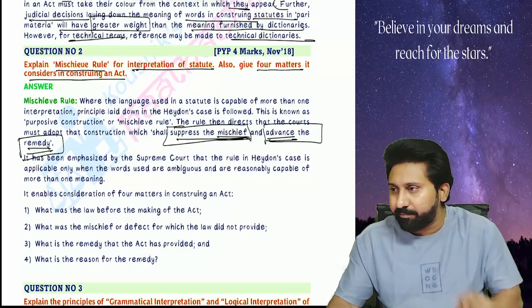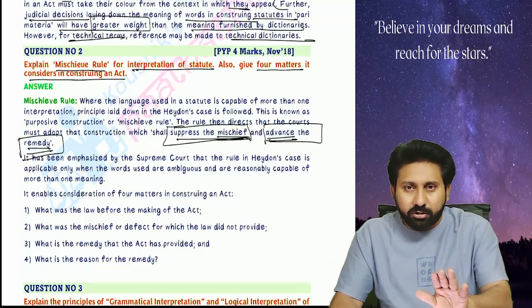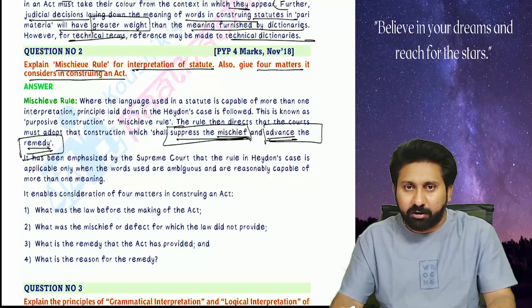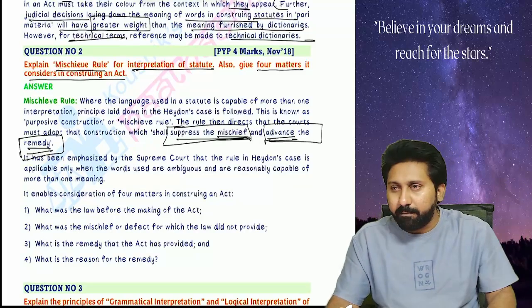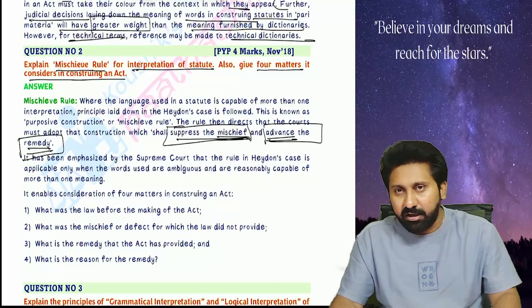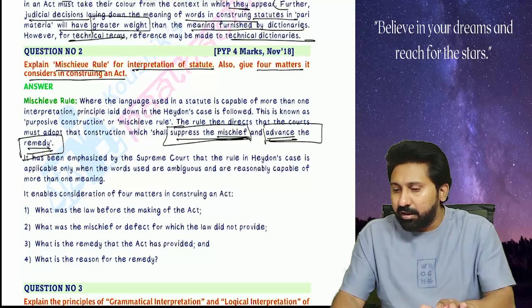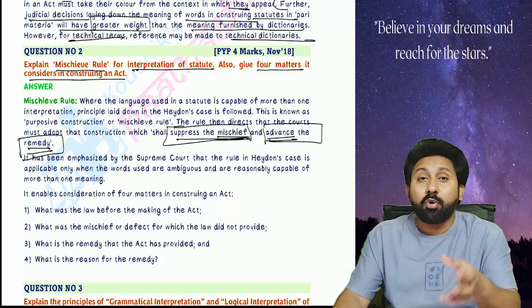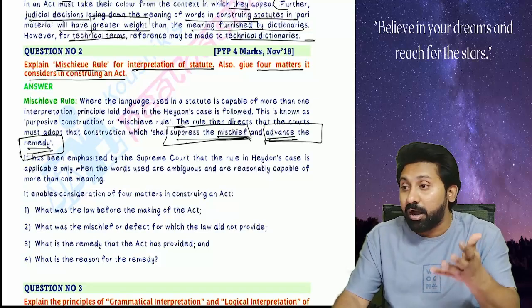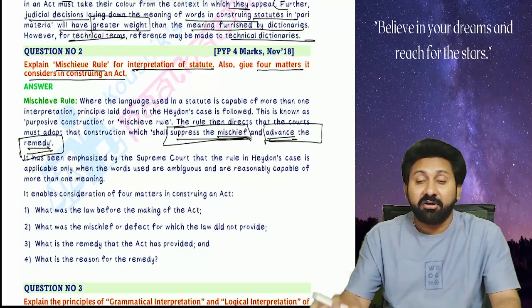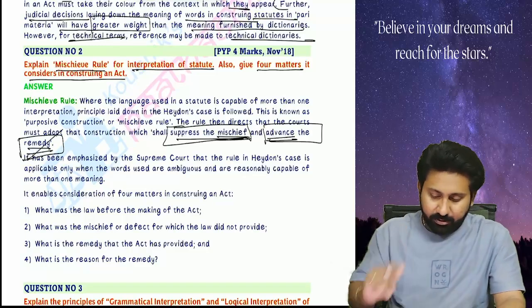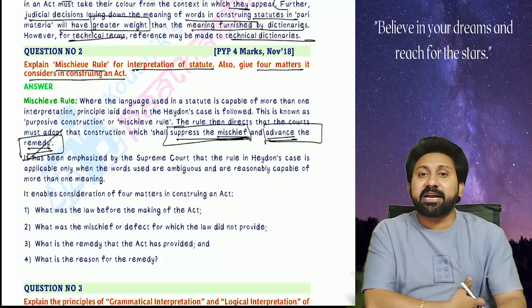Point number 2. This is also called purposive construction, also called beneficial construction. People will also call it that. Point number 3. Whenever a particular term has two or three interpretations given, the court should adopt such a construction which shall suppress the mischief and advance the remedy. Next, what is said in Heydon's case?